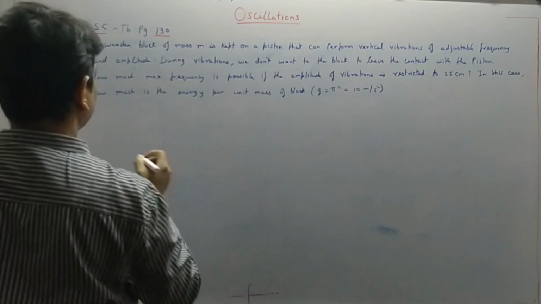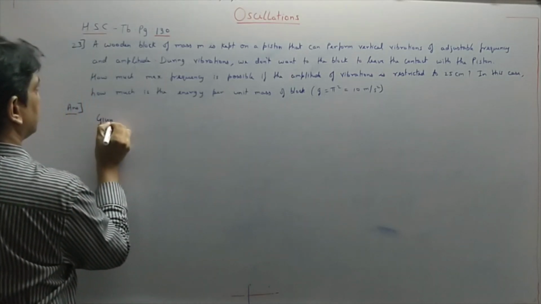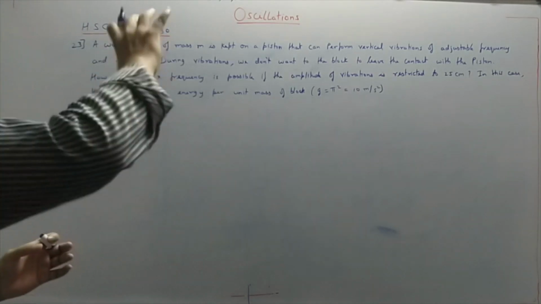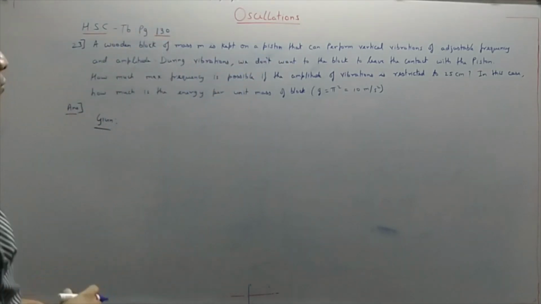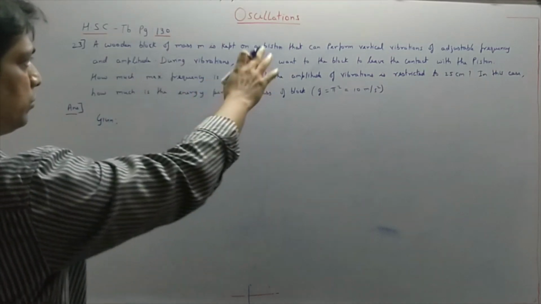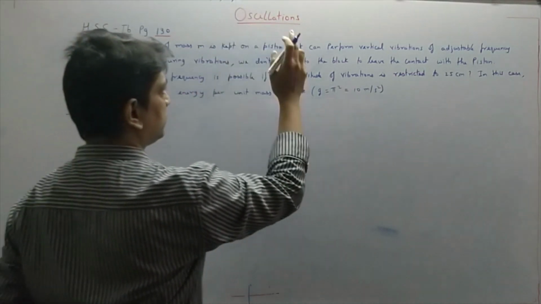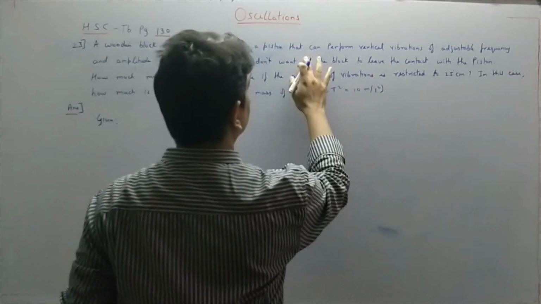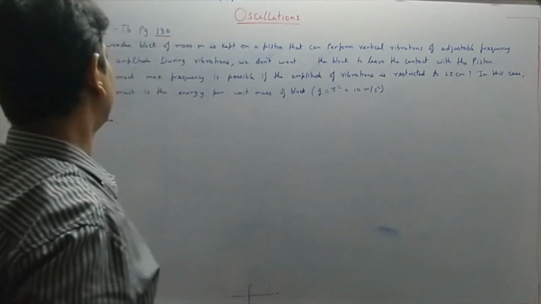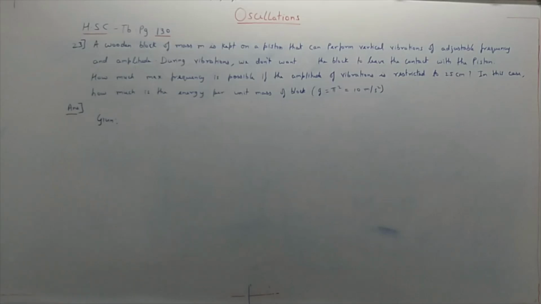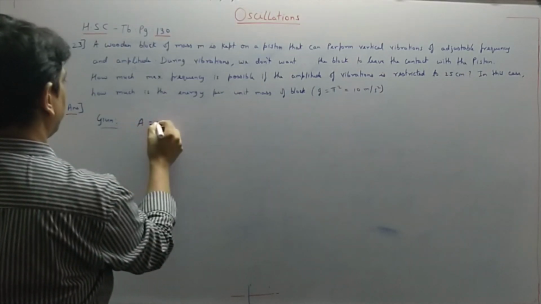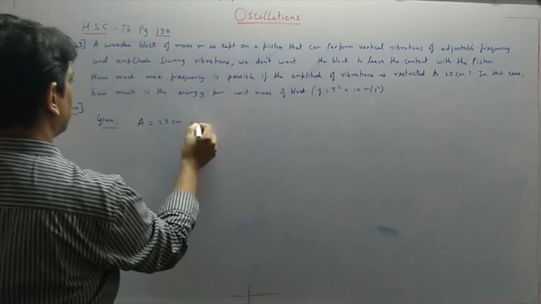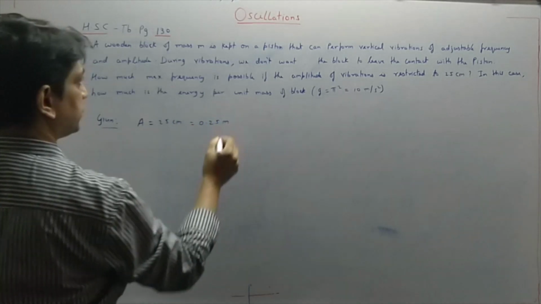So what is given to you? A wooden block is kept on the piston. The piston is moving up and down with adjustable frequency and amplitude. During vibrations, we don't want the block to leave contact with the piston. How much maximum frequency is possible if the amplitude of vibration is restricted to 25 centimeter? So the amplitude is given, A is 25 centimeter, we can write it as 0.25 meter.